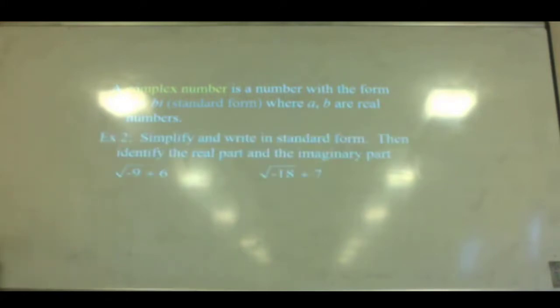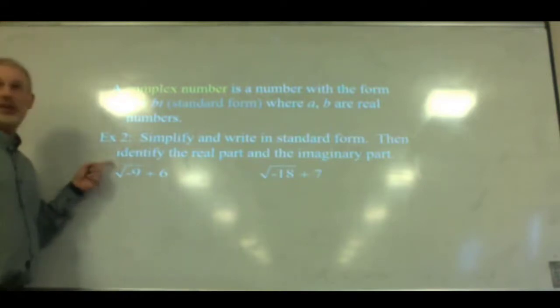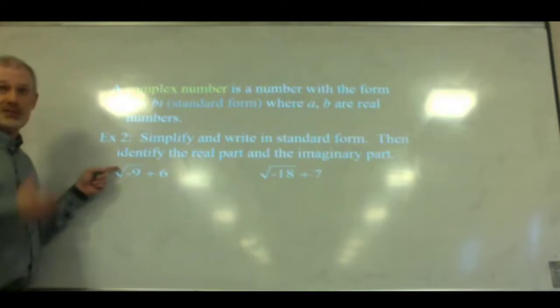So there we go. Let's simplify these and then write them in standard form. Then identify the real part and the imaginary part. I think there are some questions like this on the homework, so I want to make sure we practice identifying the real part and identifying the imaginary part. So let's start with this. Square root of -9. What do we want to do first to start simplifying this?